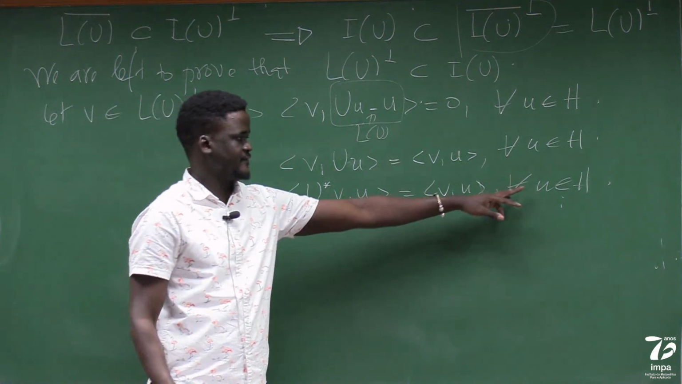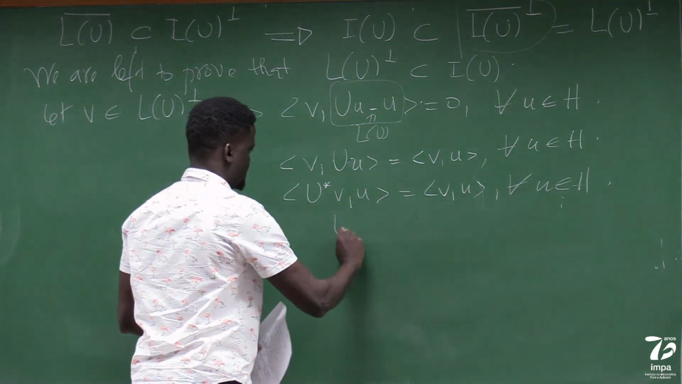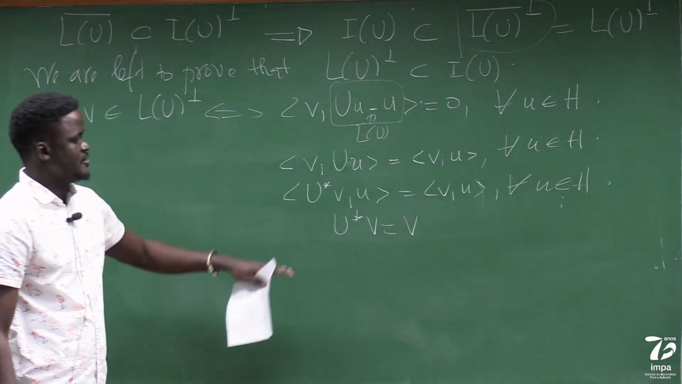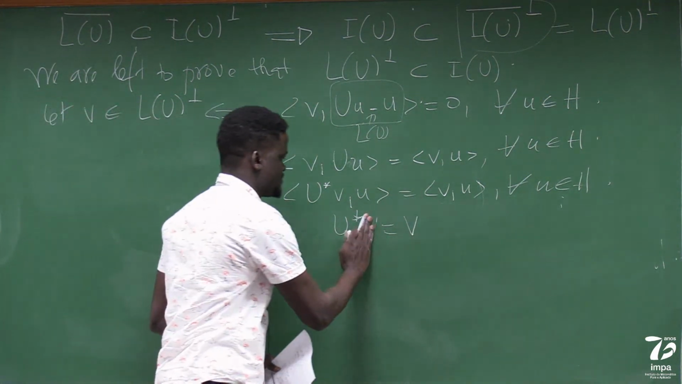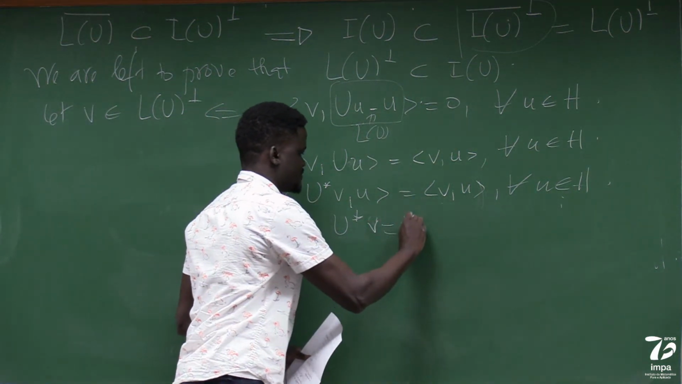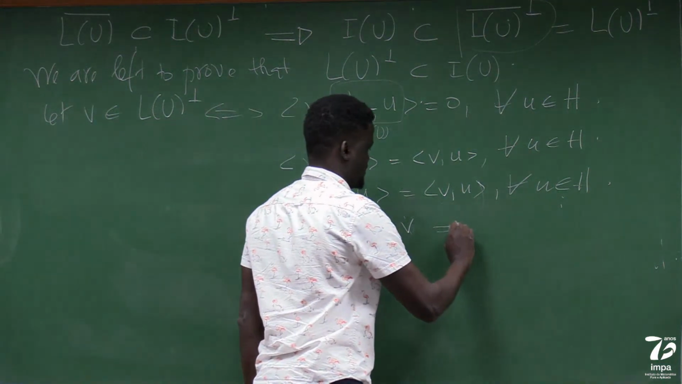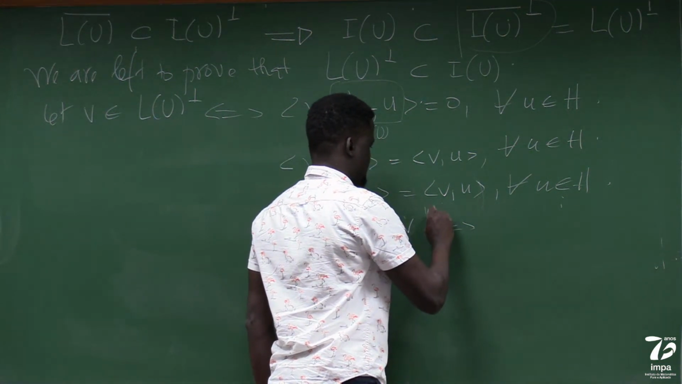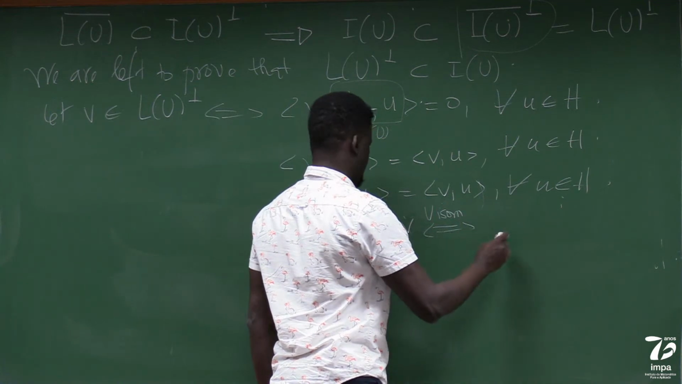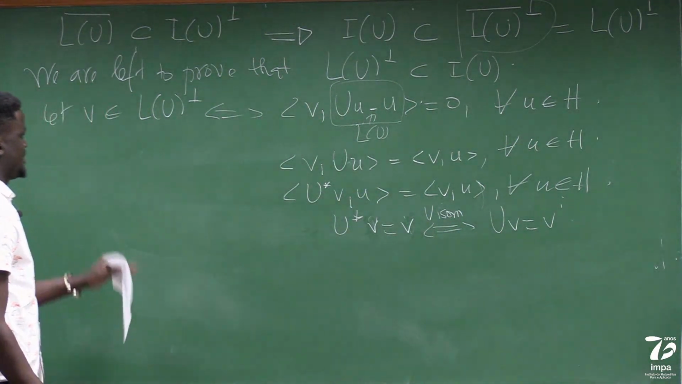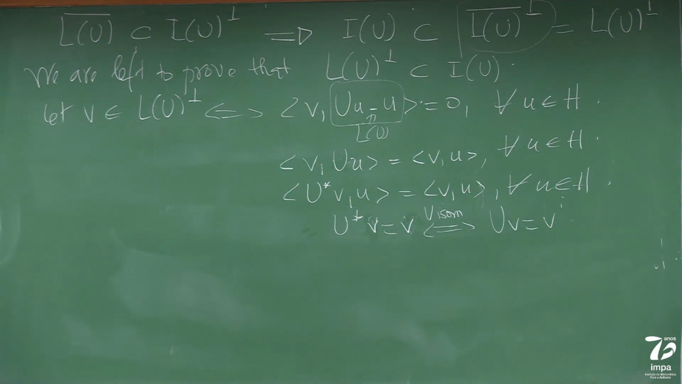Okay, this is true for every U, so it implies in particular that U star V equals V, and U being an isometry, so I should be consistent with the notation. These are small. And under isometry this is equivalent to U of V equals V. So V is in IU.